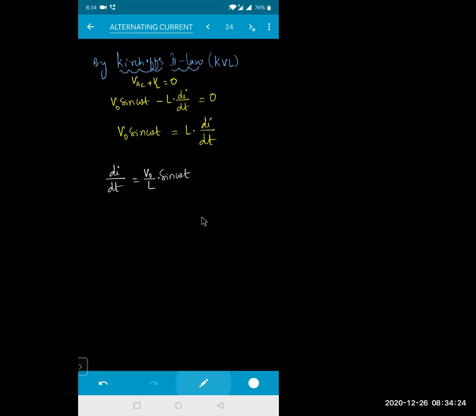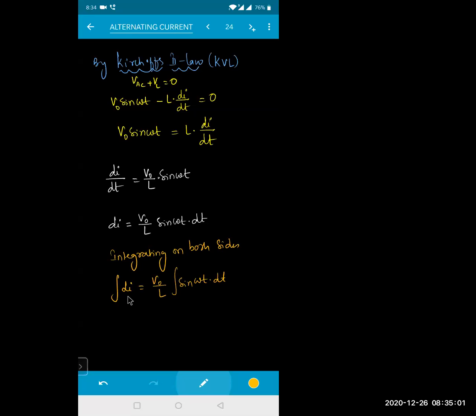That means I can get the value of current now. Take this dt to this side. To calculate the current, di equals V naught by L into sine omega t into dt. Now integrating on both sides, the integral of di equals, since V naught by L is a constant, the integral of sine omega t into dt.